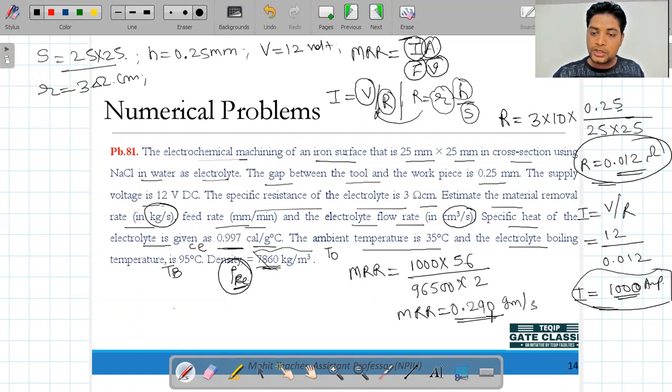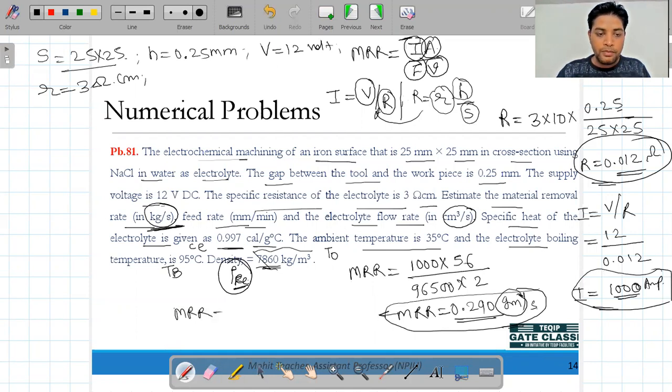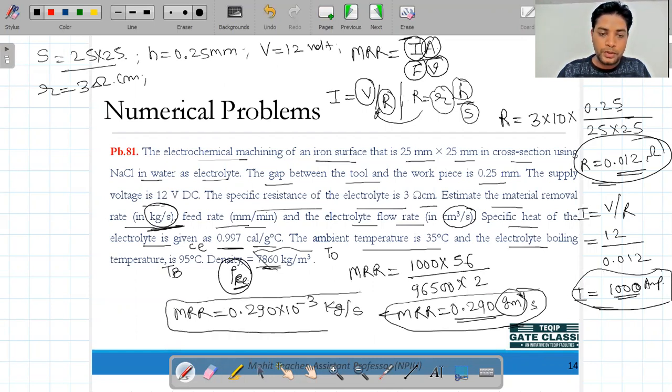Okay, but this value we are getting is in grams, so this will not be the answer. The answer will be needed in kg per second. So just convert this gram into kg, which is 10 to the power minus 3. So this MRR will be equal to 0.290 into 10 to the power minus 3 kg per second. Okay, so this will be the answer.